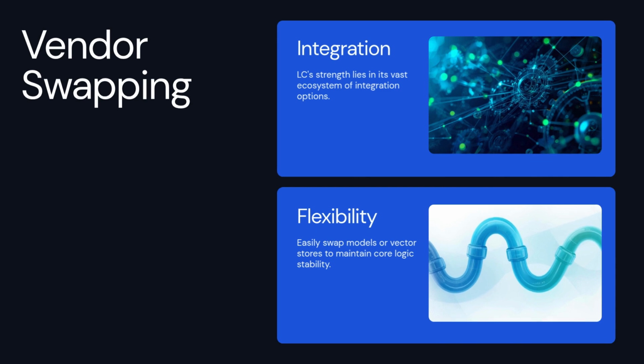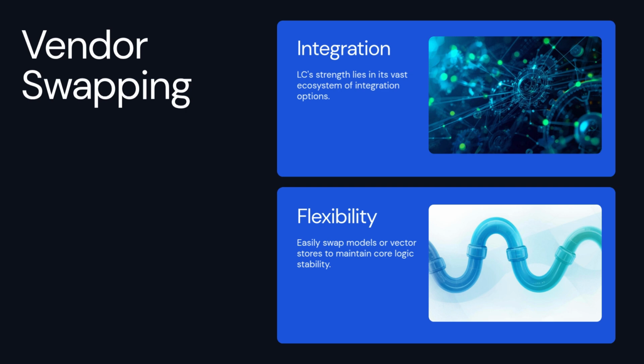Exactly. LC's biggest strength might be its huge ecosystem of integrations. Because if you want to switch from OpenAI to Anthropic or Pinecone to ChromaDB, LangChain likely has the wrappers ready to go. Keeps your core logic stable while you swap out the components. It acts like a standardization layer. Okay, so those are strong signals for LC.